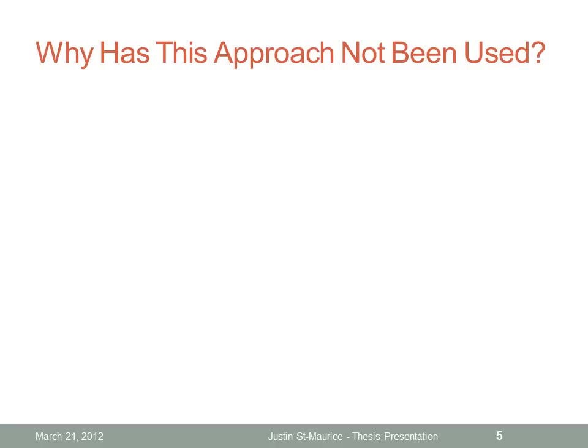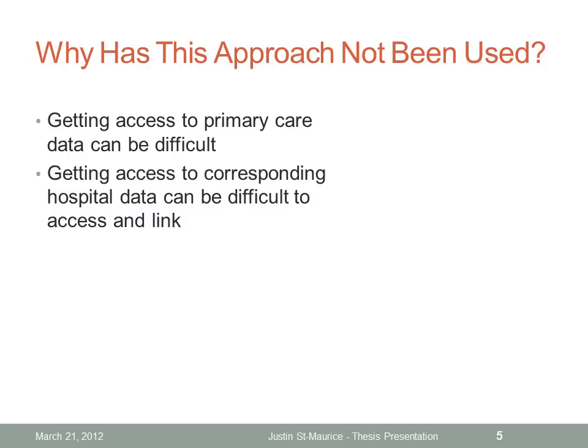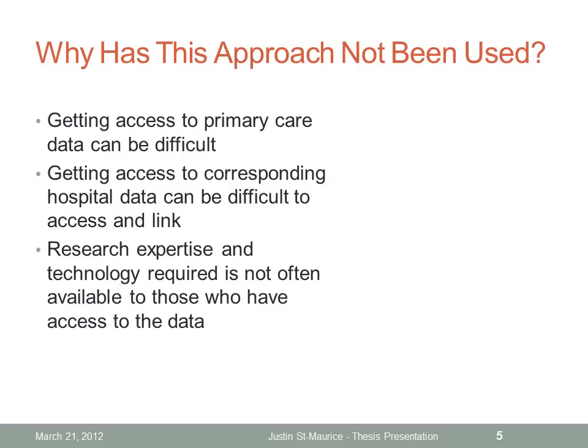So the question is, why has this approach not been used in the past? One reason for that is that getting access to primary care data can be difficult because of privacy and political reasons. Same thing goes with getting hospital data, but at the same time accessing and linking that data to primary care records is also a challenge, because that has to be done under the constraints of privacy and going through a lot of bureaucratic loopholes. And even if you had access to primary care data and access to hospital data and could link it, you'd still need a fair bit of research expertise and technology that's often not available to analyze that data and go through it all.